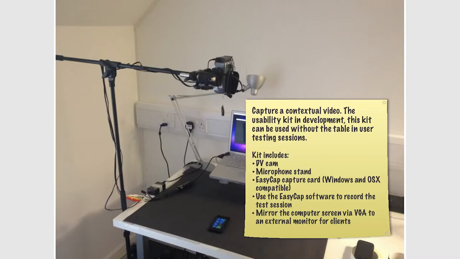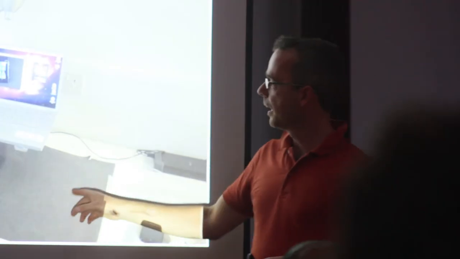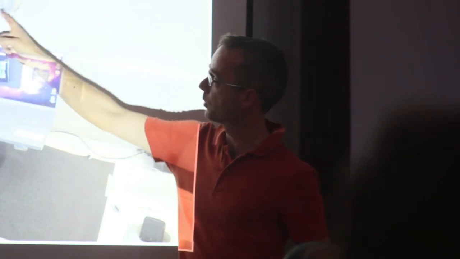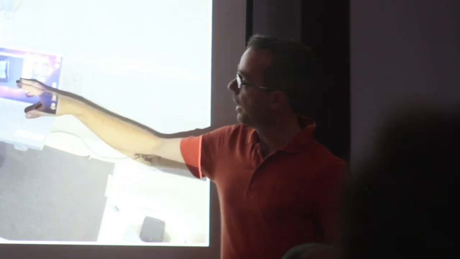So this is a picture of the setup. I've brought some of this with me. This is a picture of a setup that we have at CX Partners. So we've got a DV cam that's feeding into an EasyCap, which converts DV into USB, which is about all it does. It comes with its own software, so you can display what's happening up there on the screen.